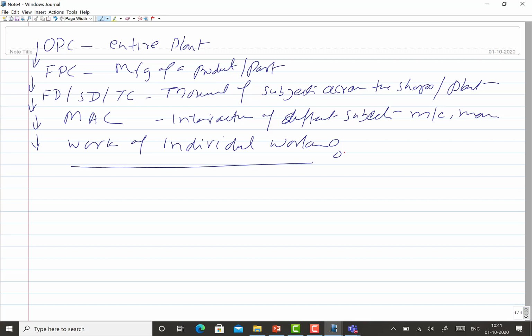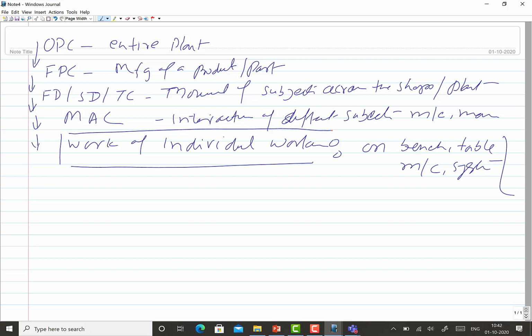Okay, so look, just to look at the way by which an individual worker is working on the bench, or on the work table, or on the machine, or a particular system. How the individual worker is working. So this is the area wherein we have to focus now.